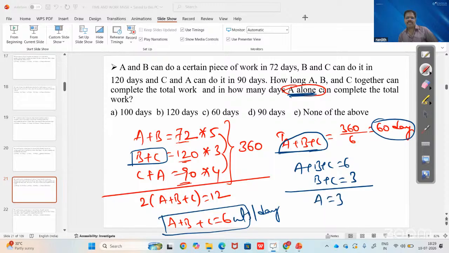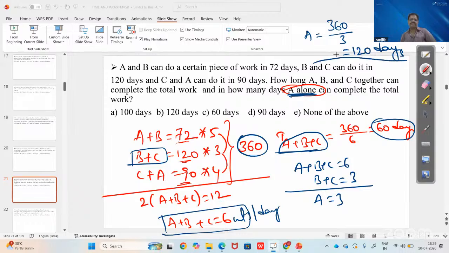In how many days can A alone complete the work? Total work we are having is 360. Efficiency of A equals 3. 360 by 3 equals 120 days. Sorry, A plus B plus C equals 60, but A alone equals 120. Answer is 60, 120.